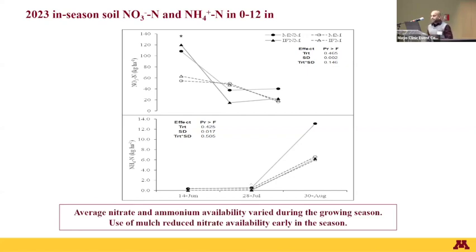Manure and inorganic fertilizers had similar nitrate and ammonium levels, whereas wood chips, when used with manure or inorganic fertilizer, reduced the early season nitrate availability, indicating potential nitrogen immobilization. This suggests that wood chips, being a high carbon source, might be tying up some of the nitrogen early in the growing season, but their effect on the overall nitrogen availability needs to be further investigated.